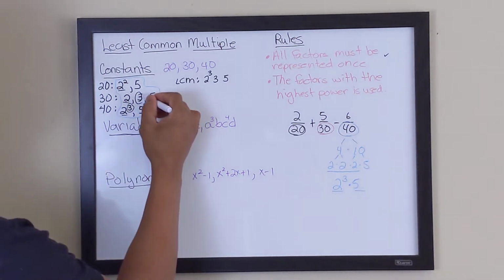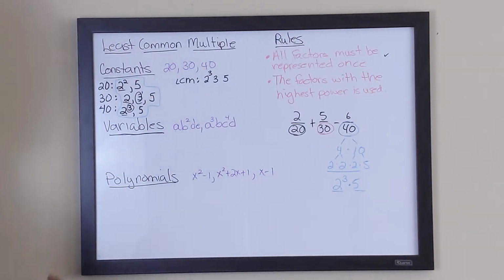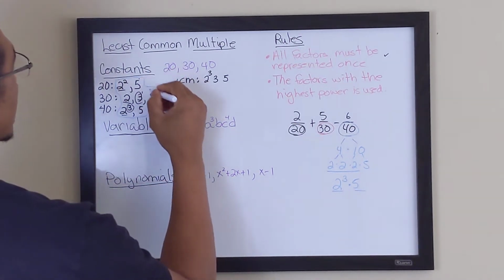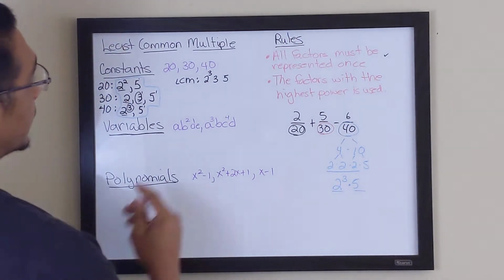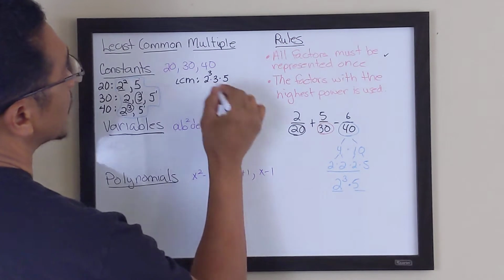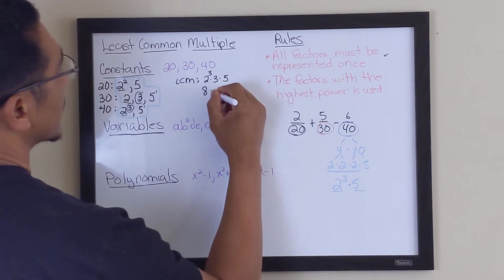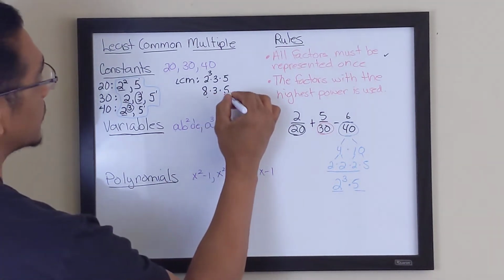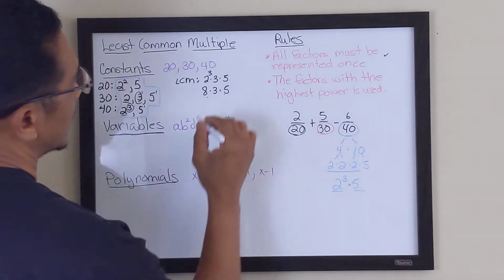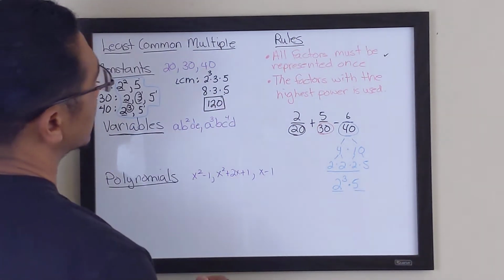Then the 3 here is a power of 1. We don't see it, but it's there. It's the only one, so it's to the first power. Over here we've got three 5's, but all of them have the same power, which is 1 that we can't see. I'm just going to write that down. So that stays as 5 to the first power. Now for our least common multiple, we multiply all these numbers together: 8 times 3 times 5. 8 times 5 is 40, times 3 is 120. So our least common multiple is going to be 120.